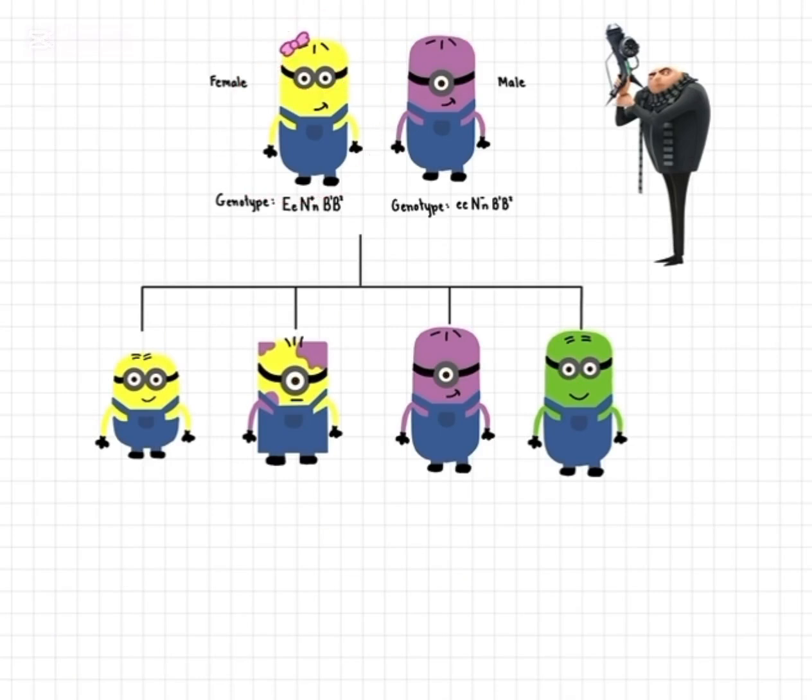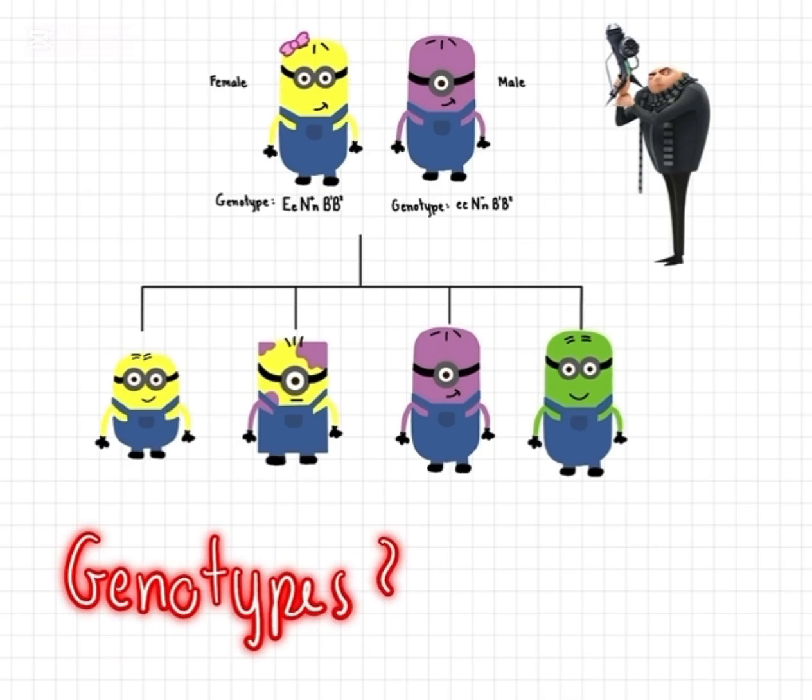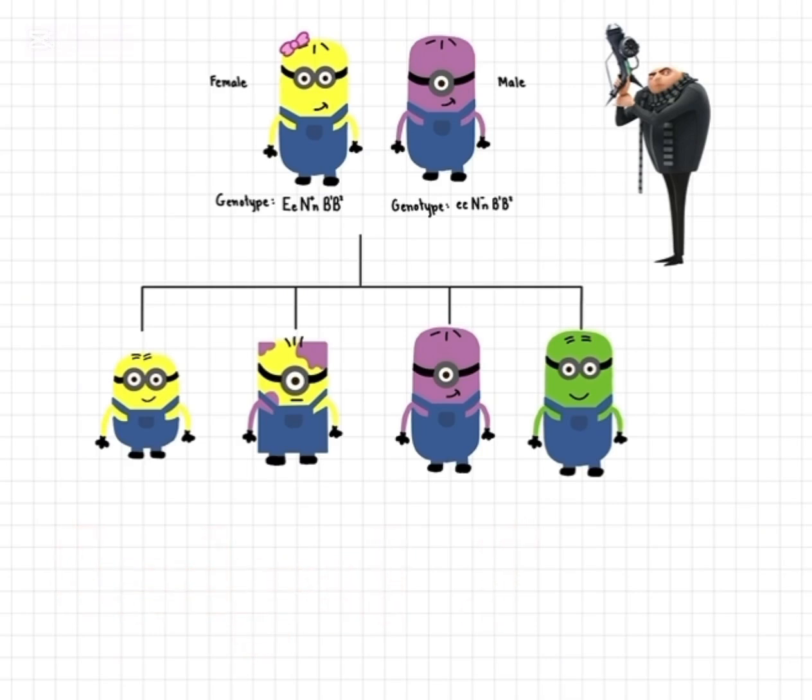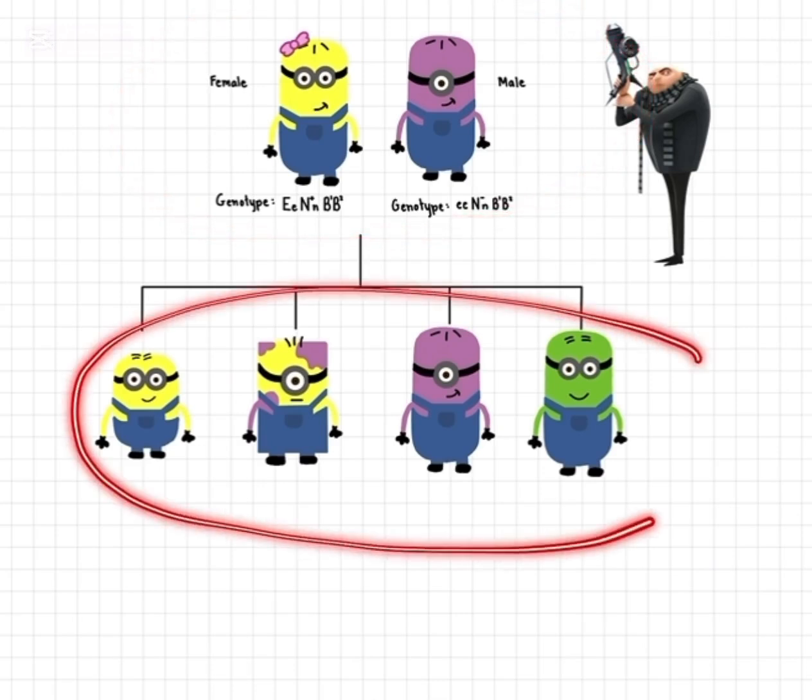And one of our questions is asking what the genotypes of the offspring are. So to begin, we should draw out some Punnett squares to solve for the possible genotypes of the offspring. And we will then use the parents' phenotypes to match up the correct genotype of the offspring with what their phenotype represents.